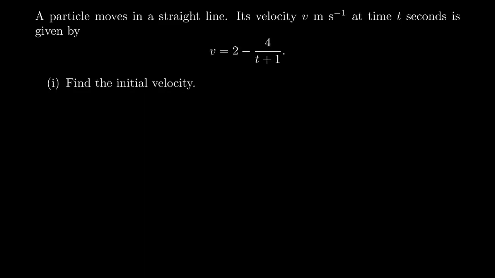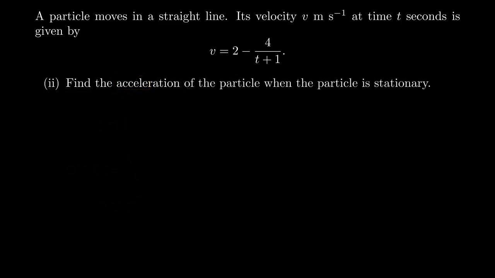So with the initial velocity, what that means to us is that it's the start of the particle's journey, so no time has passed, which means that t equals 0. That's what the word initial means, right? So we can sub that into the equation they've given us, and we find that the initial velocity is negative 2 meters per second. Second question says find the acceleration of the particle when the particle is stationary.